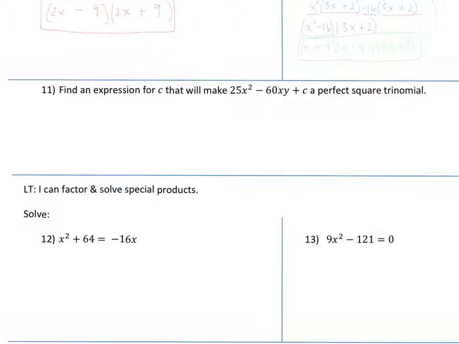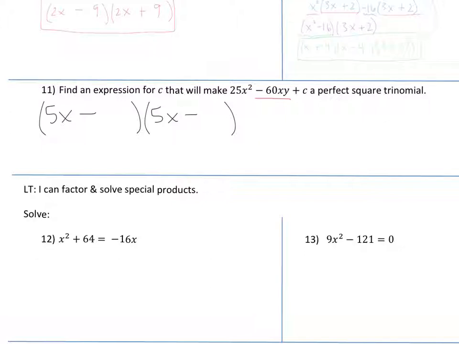All right, number 11 says find an expression for c that will make 25x squared minus 60xy plus c a perfect square trinomial. Okay, so if we go ahead and draw our two binomials, we know that these two binomials will multiply to be our trinomial of 25x squared minus 60xy plus c. We know the first position in each binomial will be the square root of 25x squared, which will be 5x. And we know that we have a subtraction sign for our middle term here of negative 60xy. So these terms here will both be negative, both subtraction signs.